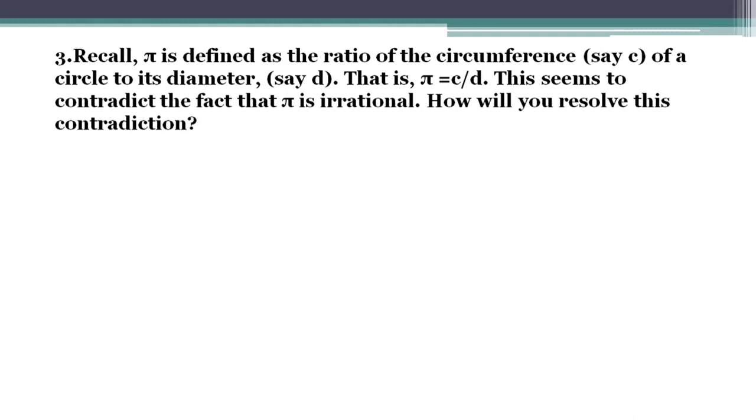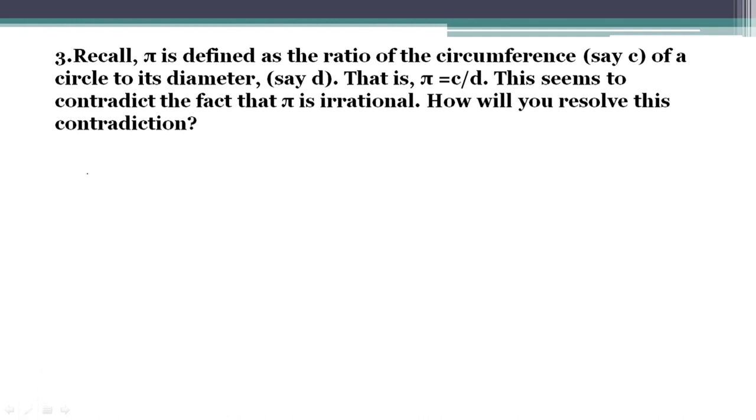In this video, I'm going to discuss question number 3, 4, 5, 6 of exercise 1.5. Let's see the third question. Recall, pi is defined as the ratio of the circumference of a circle to its diameter. That is, pi is equal to c by d. This seems to contradict the fact that pi is irrational. How will you resolve this contradiction?